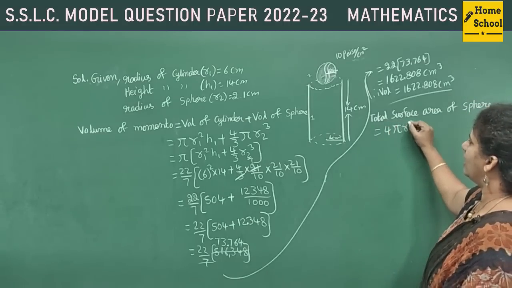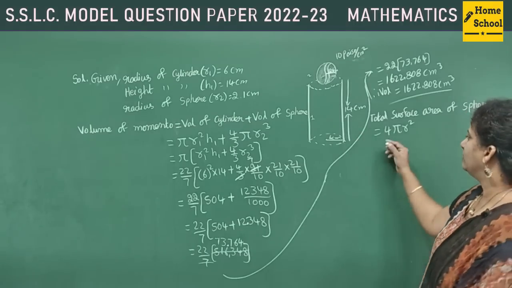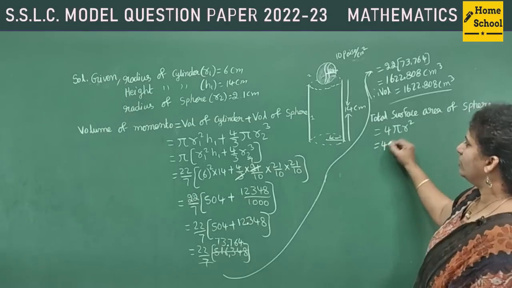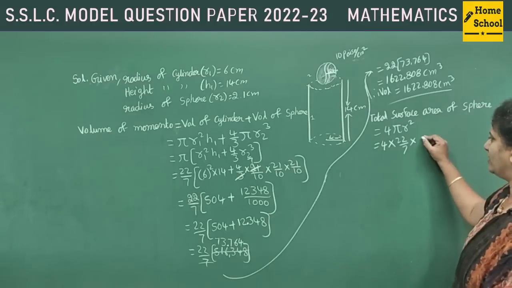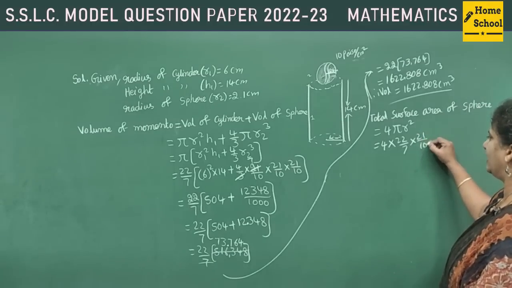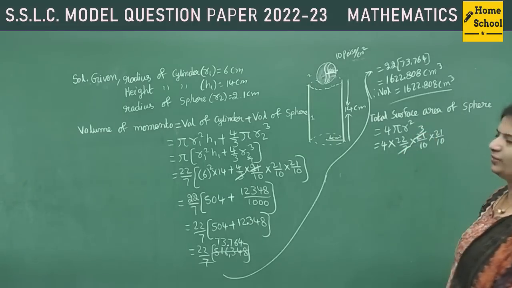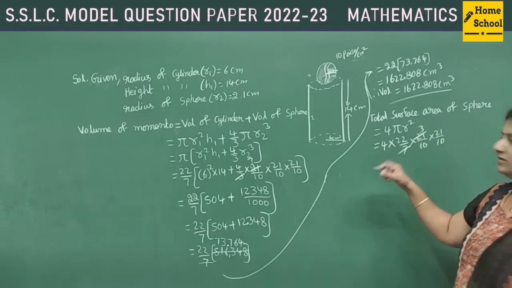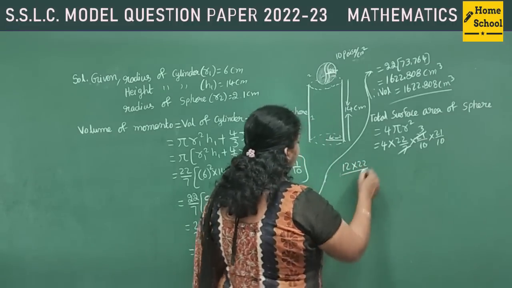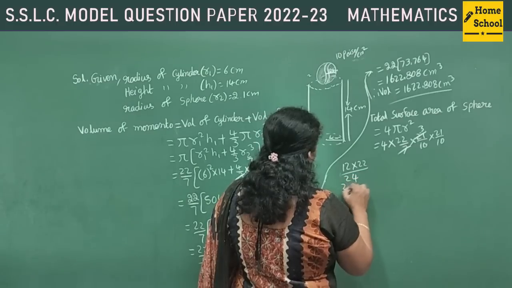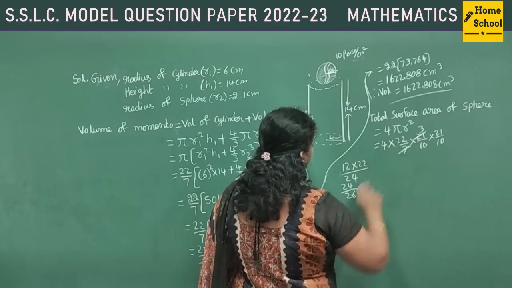4 pi r square. Always remember 4 times area of a circle, 4 pi r square. So substitute pi value 22/7. Radius of the sphere is 2.1. Let me write it as 21/10 into 21/10. And now 7 3s are 21. Now multiply. So 4 3s are 12. 12 into 22, it will be 264. See here, 3 4s are 12, 12 22s are 264.